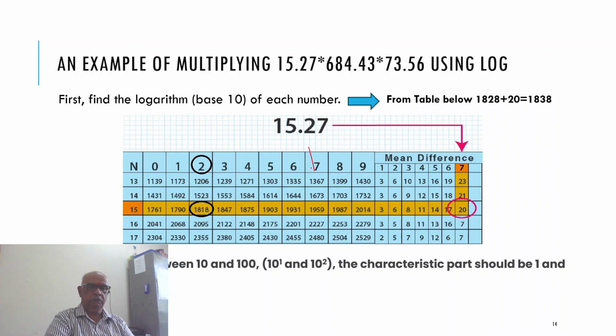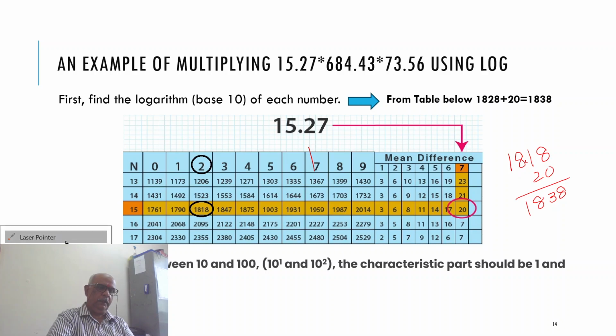The rest is a simple thing. We have got the numbers 18, I'm sorry, this is 18, plus the number here is 20. So add the 2. So this becomes 1838. And if you see this log over here, this is 1838. That's precisely what we have done over here.